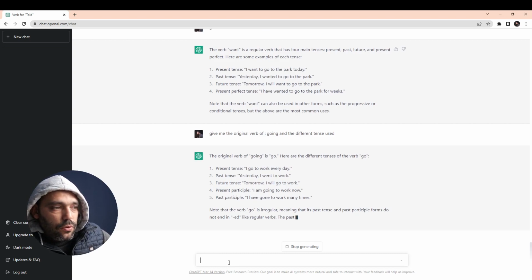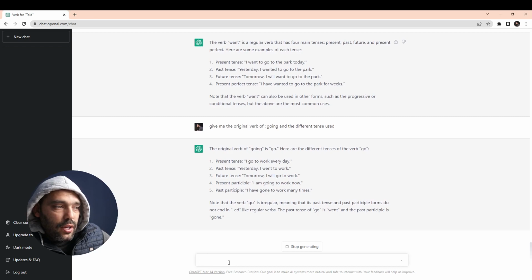Note that the verb go is irregular, meaning that its past tense and past participle form do not end in -ed, like regular verbs. The past tense of go is went, and the past participle is gone.